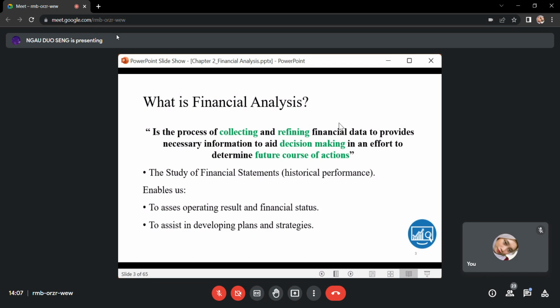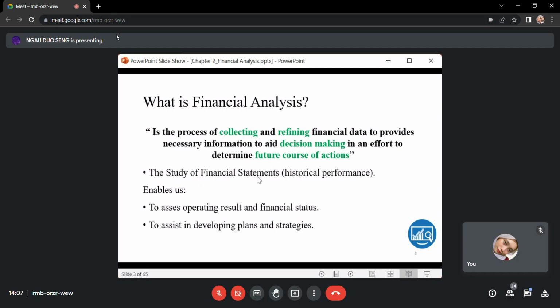Financial data here, we are referring to the financial statements, which are the income statement and balance sheets. And then we convert it. We do some analysis or we do some homework, convert the data to information that helps us in making decisions, right? Okay, so to study financial statements.